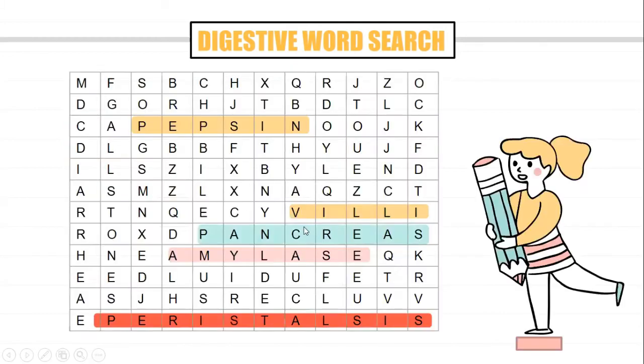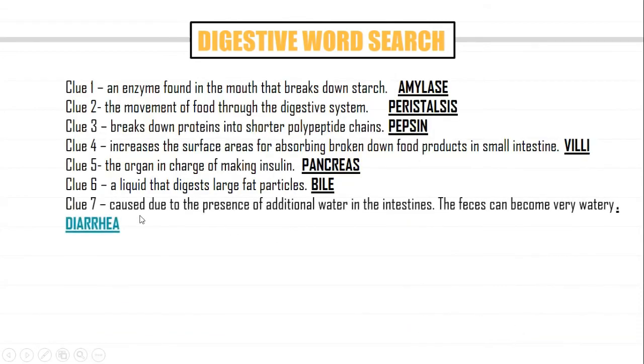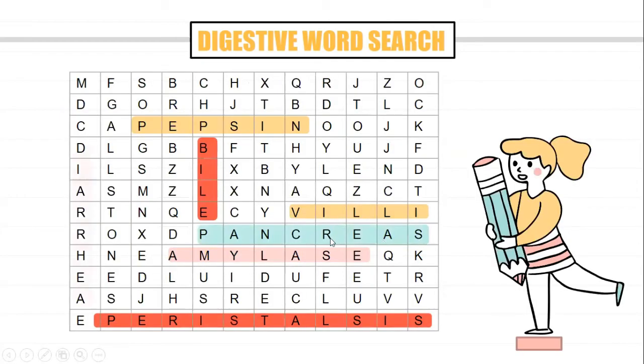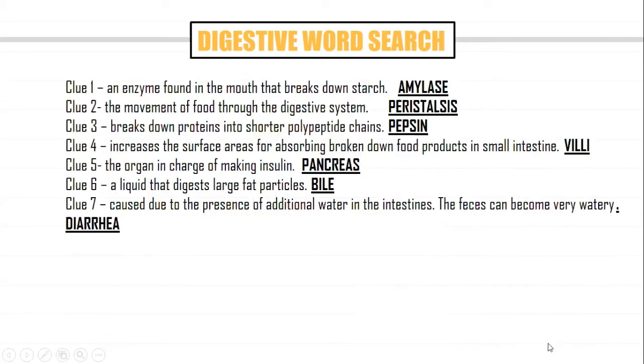Next, it is a liquid that digests large fat particles. The answer is the bile. So this is the bile. Next, caused by the presence of additional water in the intestine, the feces can become very watery. So the answer is the diarrhea. So this is the diarrhea.